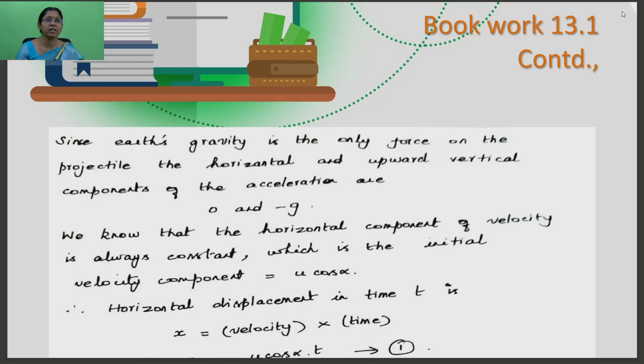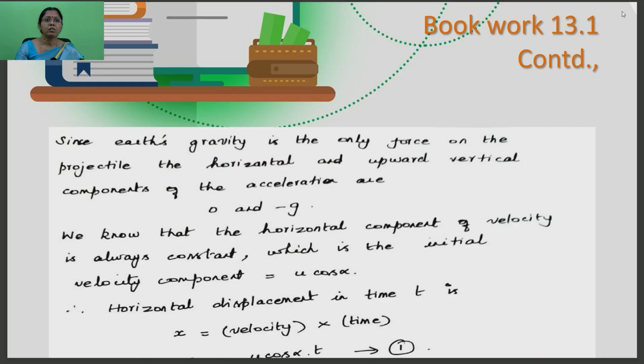Since Earth's gravity is the only force on the projectile, the horizontal and upward vertical components of the acceleration are 0 and minus g. We know that the horizontal component of velocity is always constant, which is the initial component, u cos alpha. Why is the horizontal component of velocity always constant? Because horizontally there is no gravity, nothing acting. Once it is traveling vertically, it comes down with the help of gravity. As far as the horizontal component is concerned, it remains constant throughout our chapter, and it is u cos alpha.